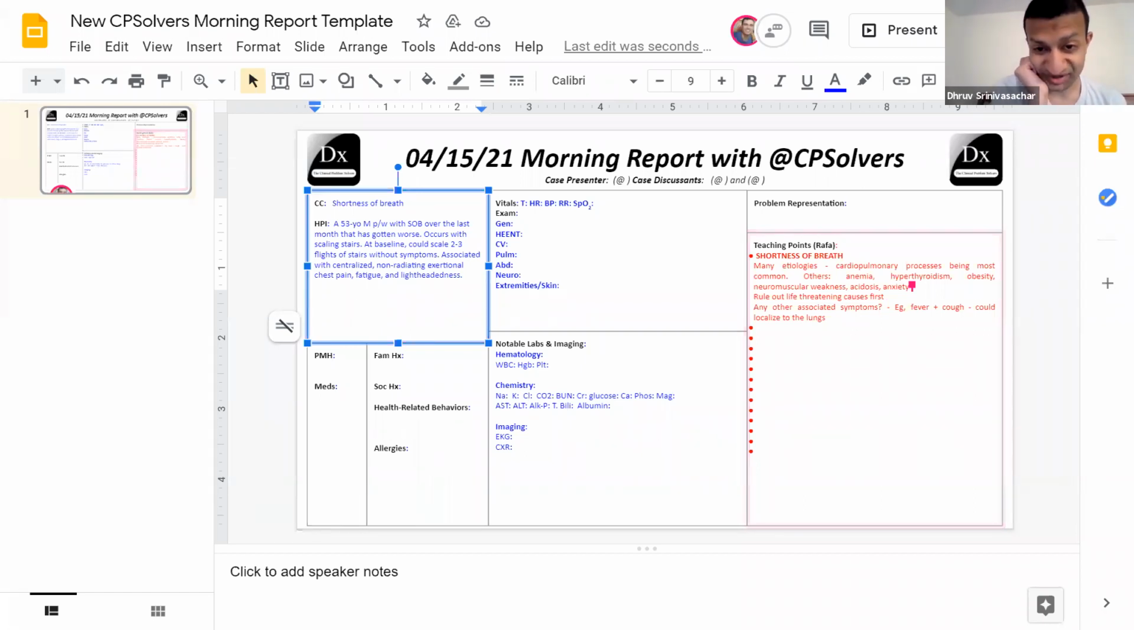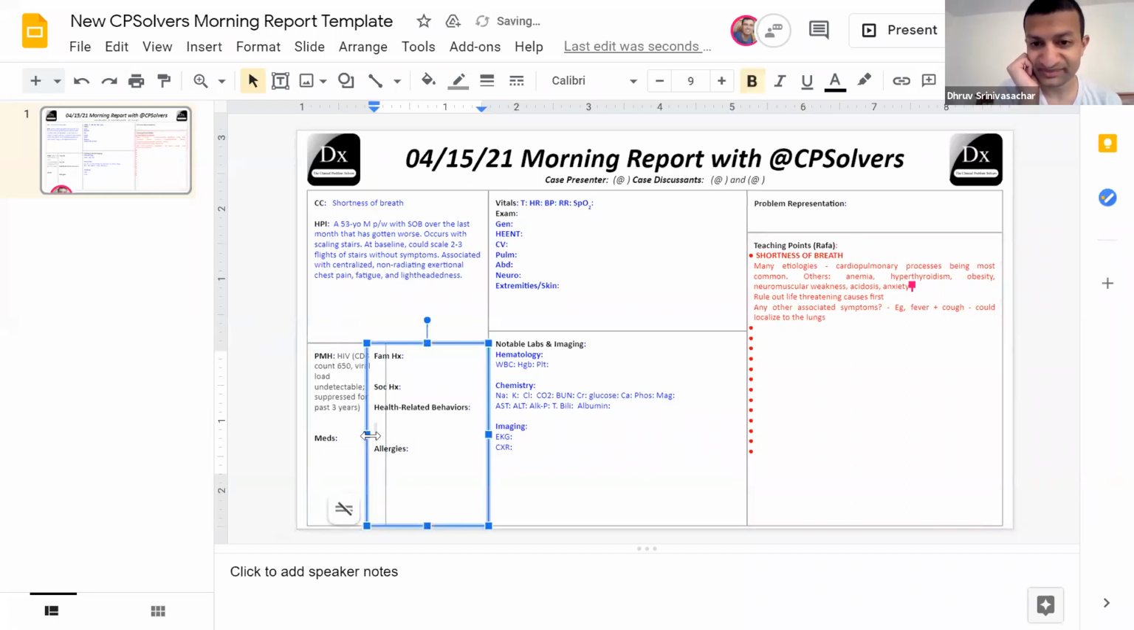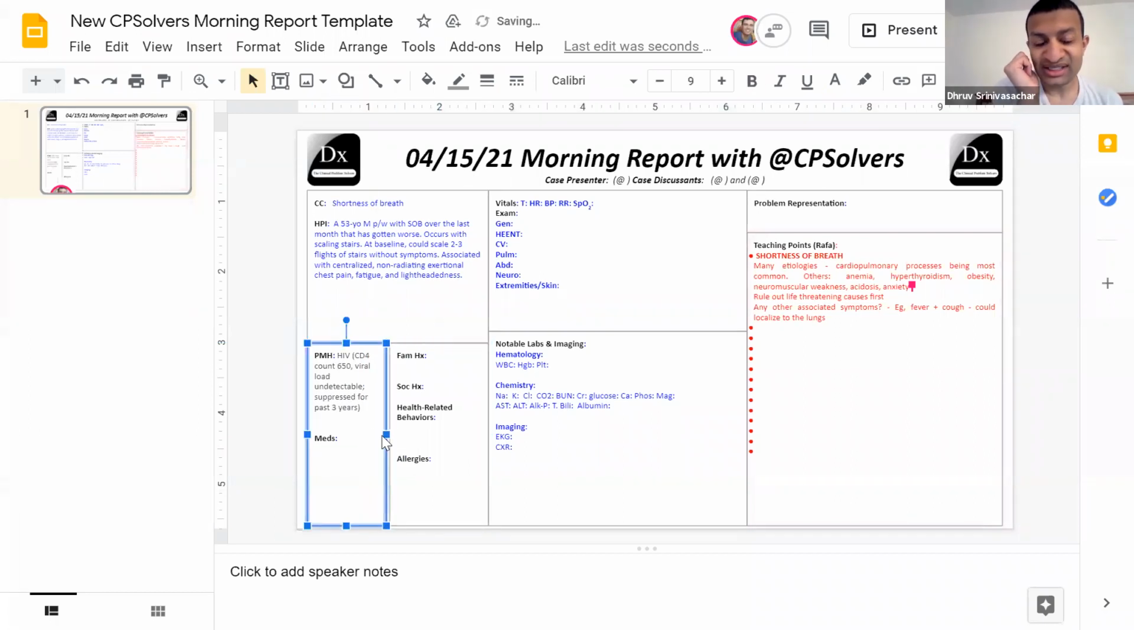He is HIV positive with a CD4 count last at 650. Viral load completely suppressed for the last 3 years. He does have a congenital bicuspid valve complicated by severe aortic stenosis and then aortic insufficiency. And he underwent an SAVR with a bioprosthetic valve about 3 years ago.